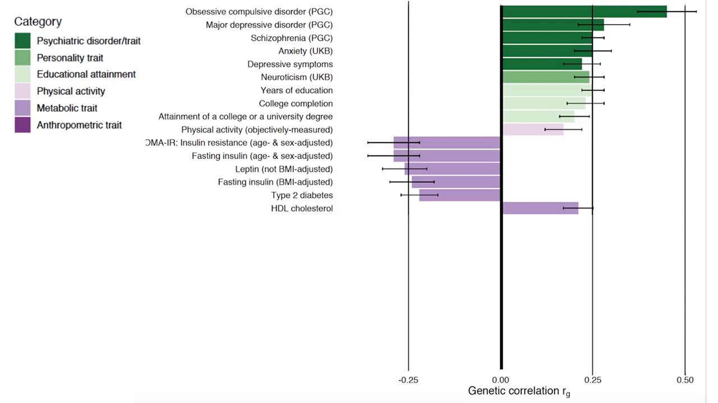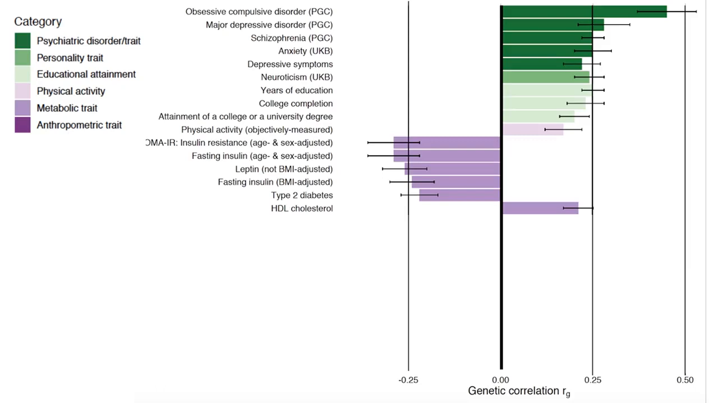The other thing that we see is that attainment of a college or university degree is associated with anorexia, but intelligence is not. So it's not on this graph, but IQ is not genetically correlated with anorexia. And that's probably perfectionism driven as well. So then the other thing that we found, which is more unusual, is negative genetic correlations. So effects in the opposite direction with insulin resistance, with fasting insulin, with leptin, type 2 diabetes, and so on. We also found a positive genetic correlation with HDL cholesterol, the so-called good form of cholesterol.